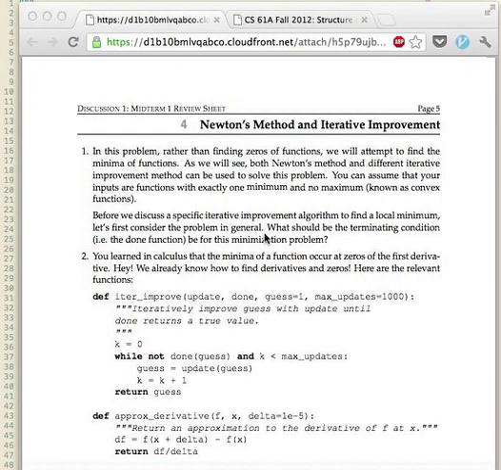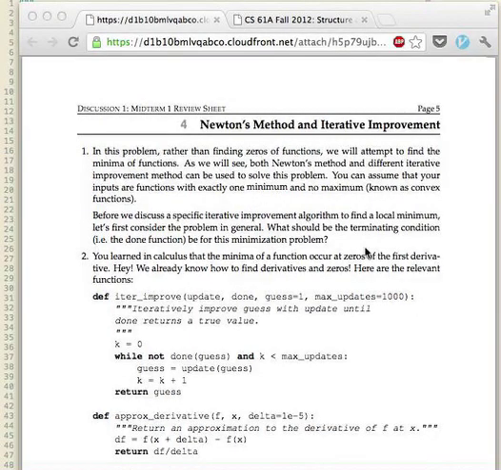Alright, hi everyone. This is the solution to number 4 of the midterm review, which is on Newton's method and iterative improvement. So in this problem, rather than trying to find the zeros of functions, we're going to attempt to find the minima of functions. And as we'll see, we'll use both Newton's method and a different iterative improvement method to solve this problem. Alright, so let's get to it.